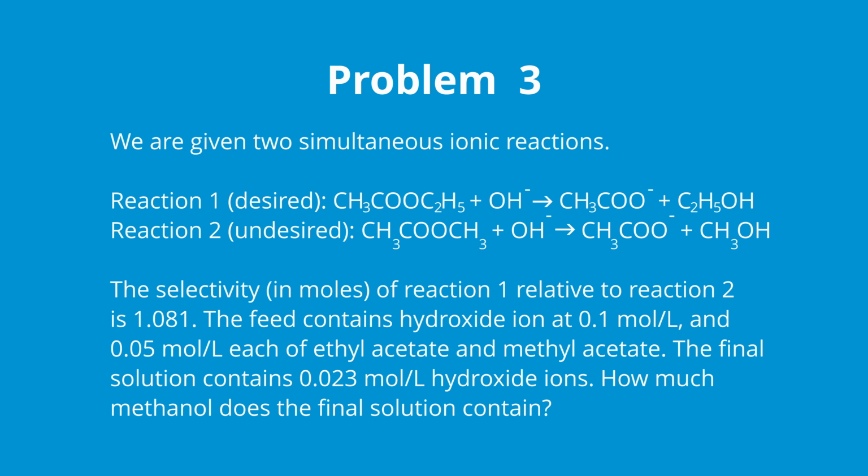We are given two simultaneous ionic reactions. Reaction 1, the desired reaction. Ethyl acetate plus hydroxide ion react to give acetate ion and ethanol. Reaction 2, the undesired reaction. Methyl acetate plus hydroxide ion react to give acetate ion and methanol. The selectivity in moles of reaction 1 relative to reaction 2 is 1.081.